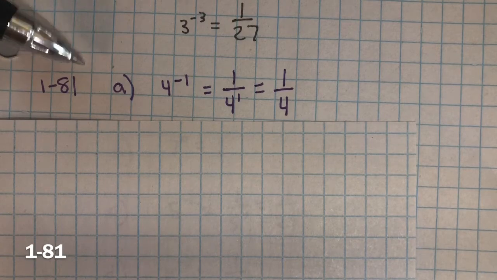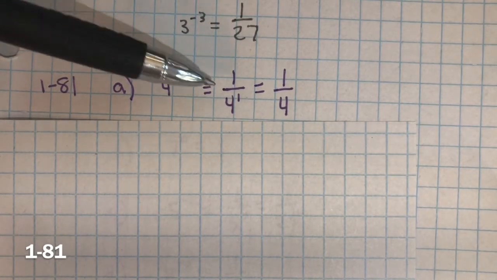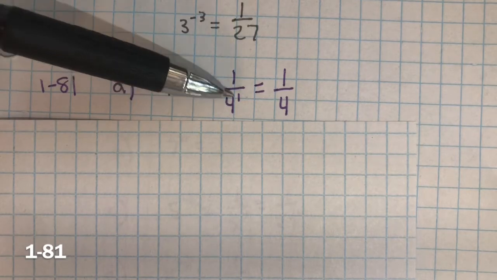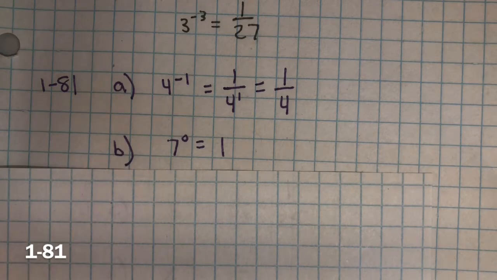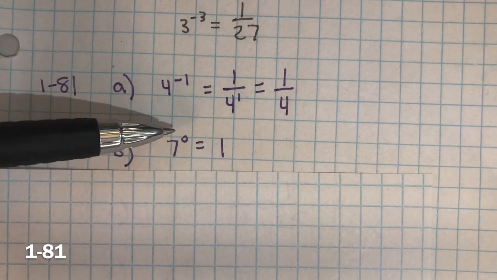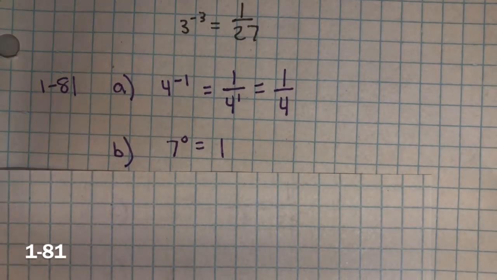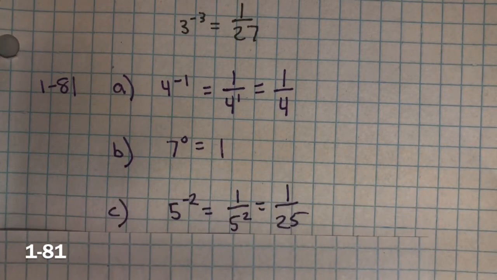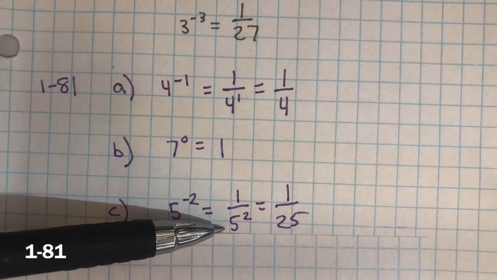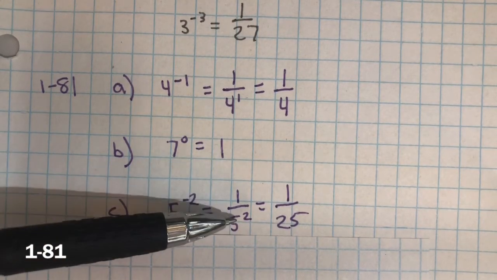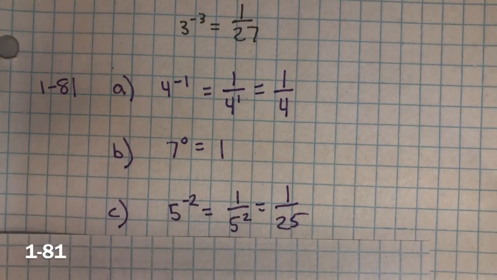So for 181, 4 to the negative first, we bring that down into the denominator. 4 to the first is 4, so we get 1/4. For B, 7 to the 0 power, anything to the 0 power equals 1. For C, we have a negative exponent. We bring it down to the denominator. 5 squared equals 25, so it's 1/25.